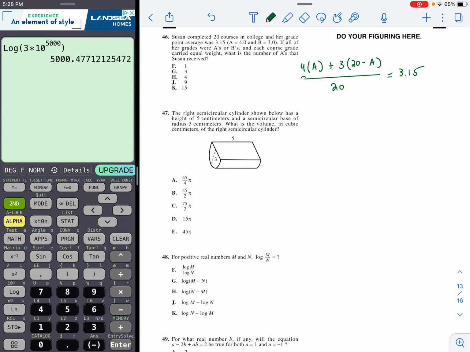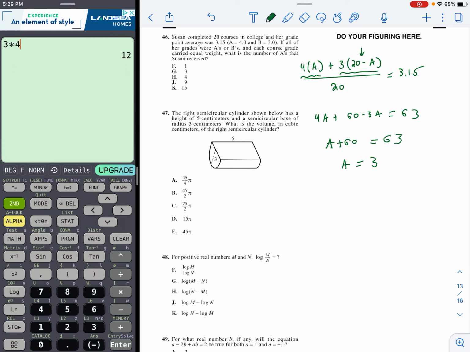Actually, that's not a bad one, right? Because if you average, it's 4 times how many A's there were, plus 3 times how many B's there were, which is 20 minus the number of A's, equals 3.15. So if we do it that way, it won't take that long. 3.15 times 20, we'd have 4A plus 60 minus 3A is equal to 63. A plus 60 is equal to 63. This should tell us that the number of A's is equal to 3. So that looks like answer choice G.